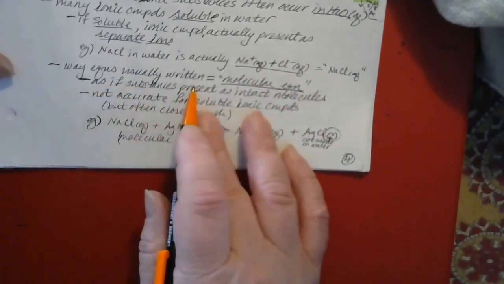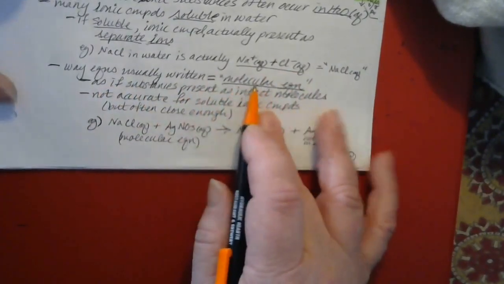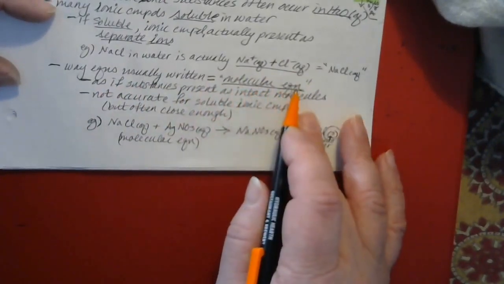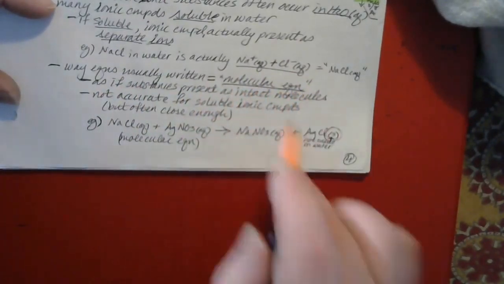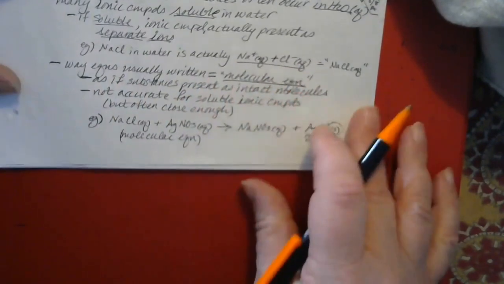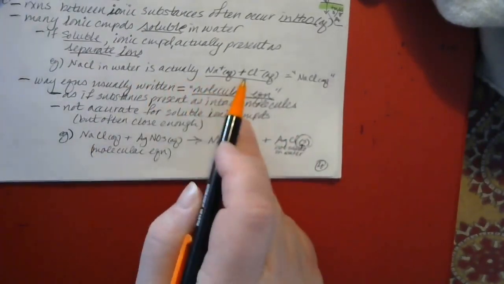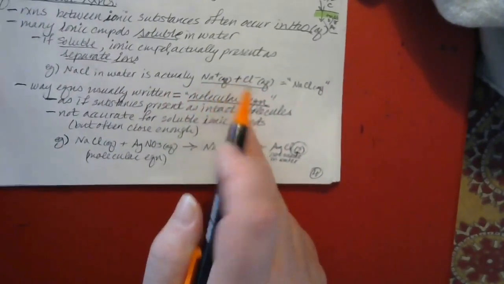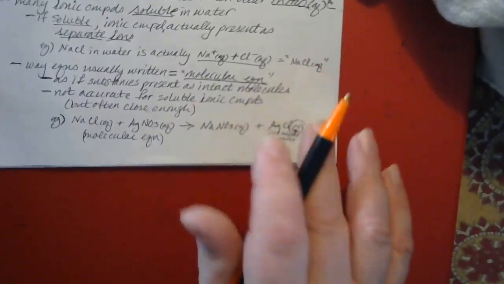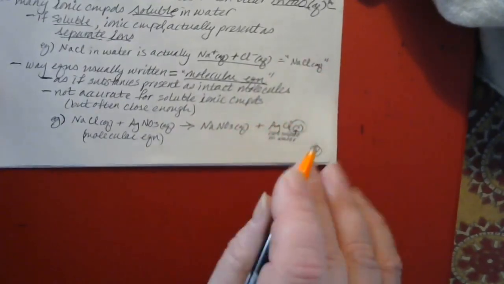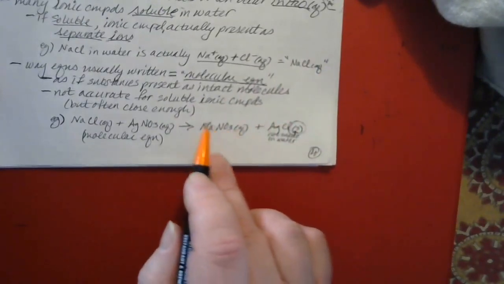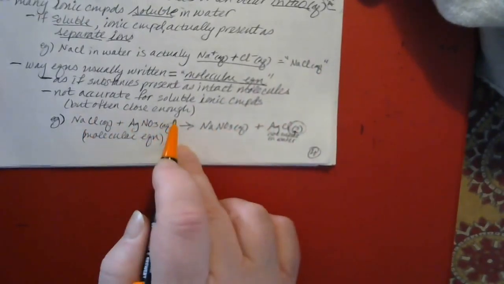The way that equations are usually written, or the way that we've written them so far, is known as the molecular equation. It's called the molecular equation because the reactants and products are all written as if they were present as intact molecules. Of course, like I just said, in the case of soluble ionic substances, writing them as if they were intact molecules is not really accurate. It's not really the way they are in solution. But for many purposes, it's close enough. It can get the idea across of what's going on.